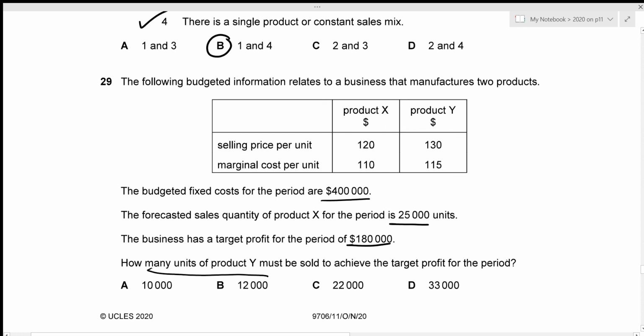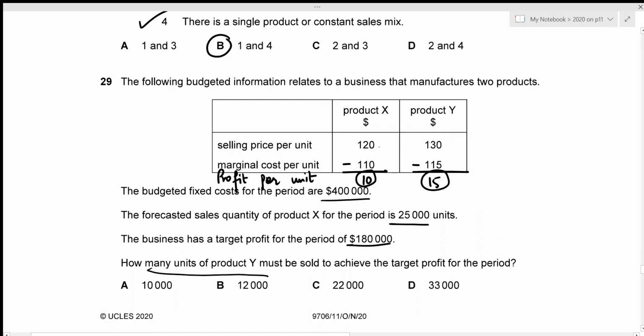Now we need to figure out how many units of product Y must be sold to achieve the target profit for the period. Okay, we are given the selling price and the marginal cost per unit, which means that we can easily figure out the profit per unit for both product X and Y, right? For product X, that's going to be 120 minus 110. That results in 10. For product Y, that's 130 minus 115, that results in 15. Okay, and we need to create an equation in order to figure out the profit.